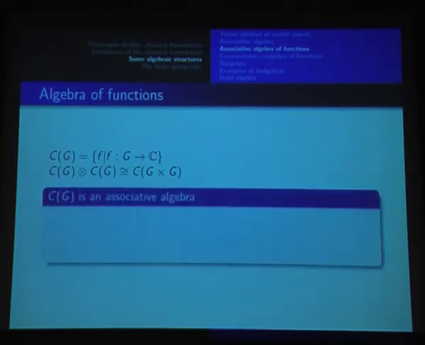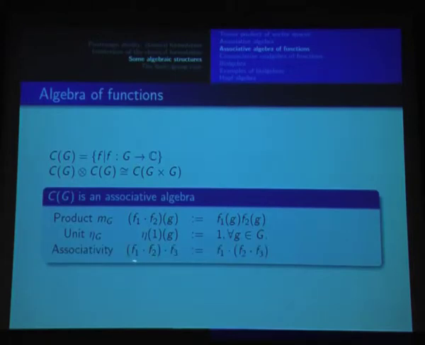So CG is an associative algebra. So you need to define the product law. So it is pointwise multiplication. F1 dot F2 at G is F1 of G multiplied by F2 of G, and the unit of this algebra is the constant function 1. Because if you multiply a function by this function, you get back the same function. And of course, this product law satisfies associativity.